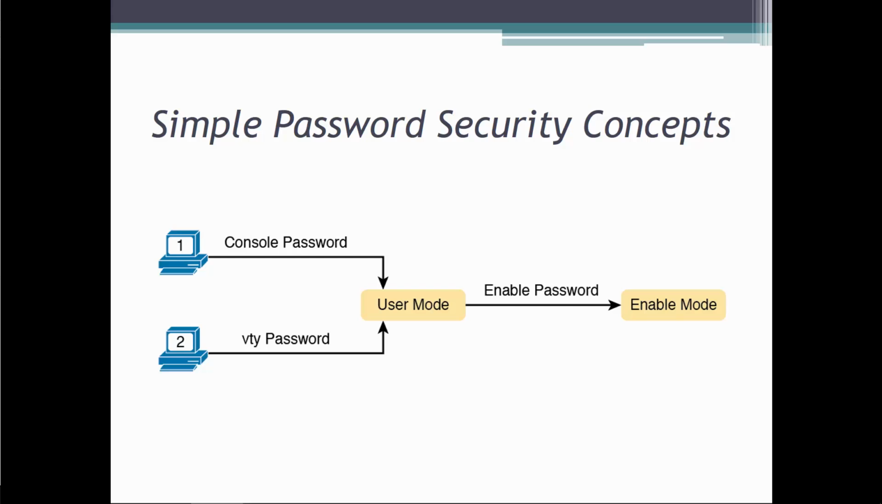Simple password security. We can do this one of two ways, either from the console or via a virtual terminal. And both allow you to get into an access mode. And once you're in that access mode, you will go to our enable or privilege mode. So you may be in a mode that has a caret, that's a user mode. And when you do enable, your prompt will change to a pound.